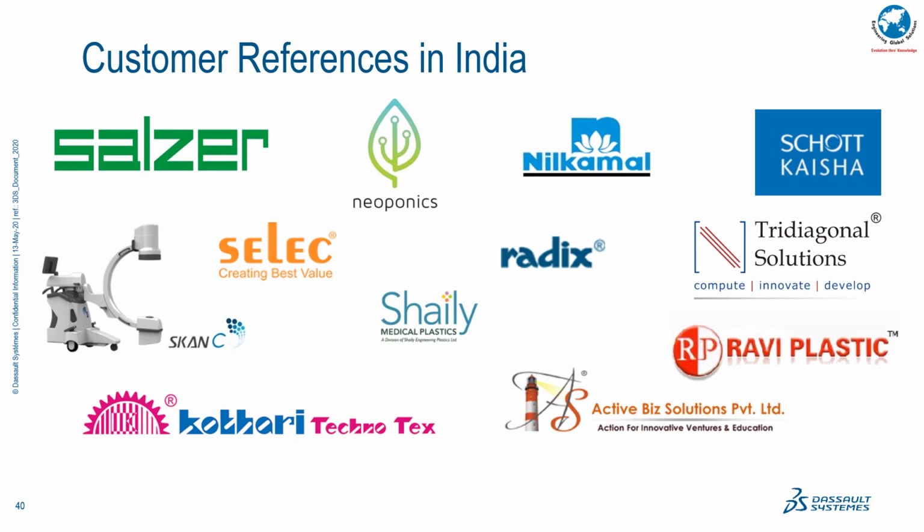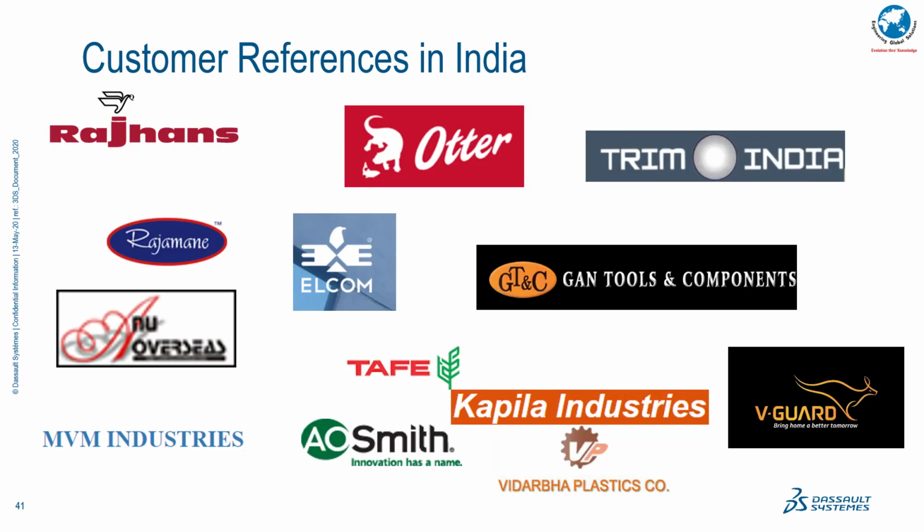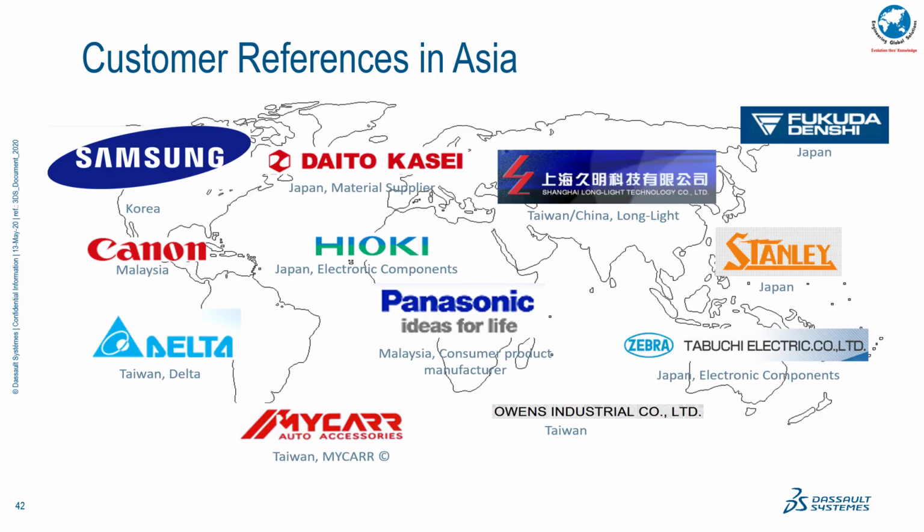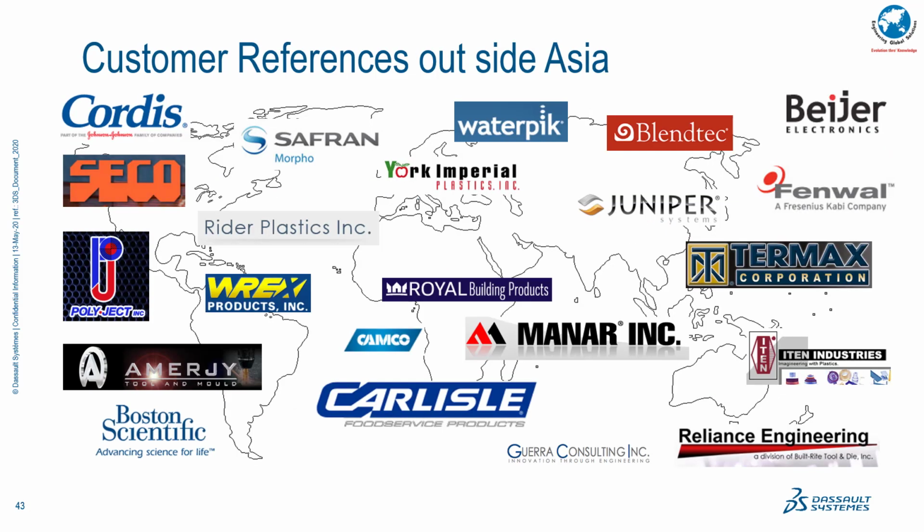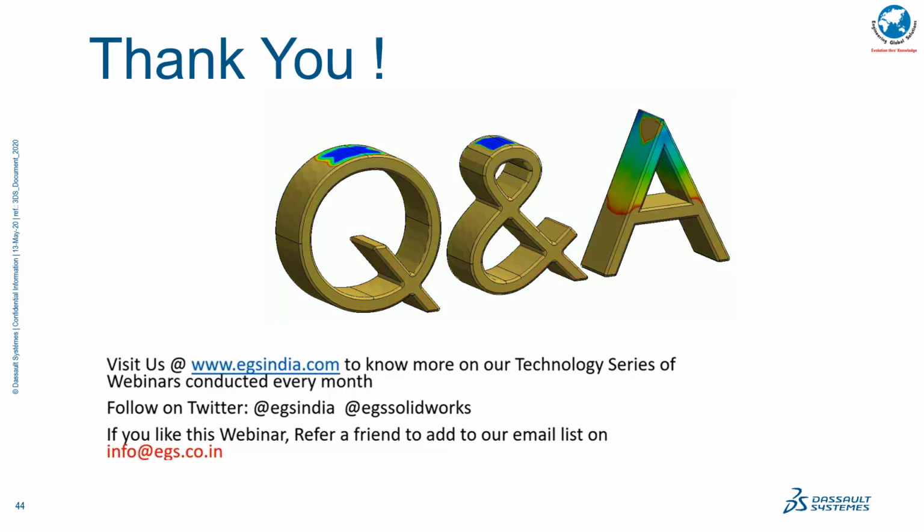We have a few customer references in India, starting with Salzer Electronics, Neoponics, Elcamel, Radex, Shelik, Sele, Ravi Plastics, Trigonal Solutions, Otter, Rashmi, and Tafei. These are a few customers in India. If we go to the Asian level, we have renowned companies like Samsung, Canon, Panasonic, Seiko, Thermax, and Juniper. These are a few customer references.